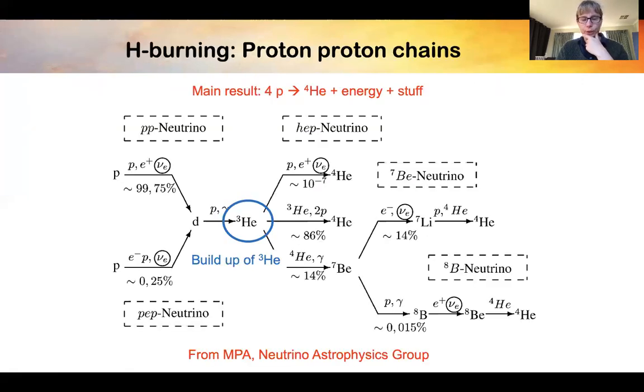Before I go on, from a nucleosynthesis point of view, probably one of the main features that's important is this buildup of helium-3. We can also produce lithium-7 via these pp chains, but it takes a special sequence of conditions that allow lithium-7 production to occur.